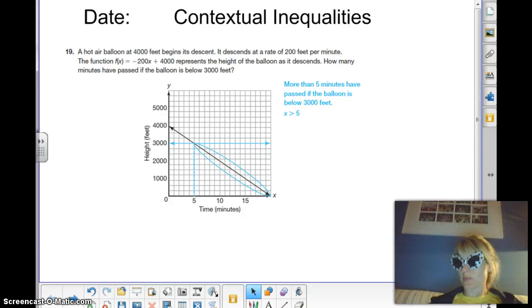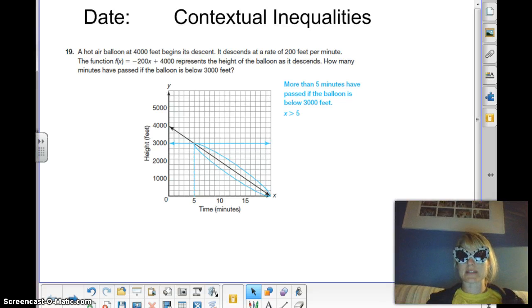Okay, so put today's date down, and we are going to be working on inequalities in the contextual situation. Contextual means within the problem. So we don't want to just say, x is greater than 5. You want to talk about what the problem itself is. So first we'll read the problem.